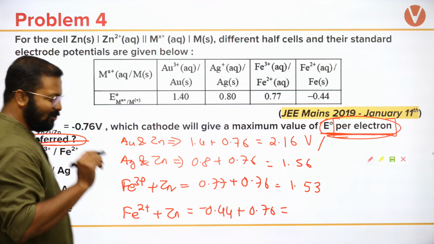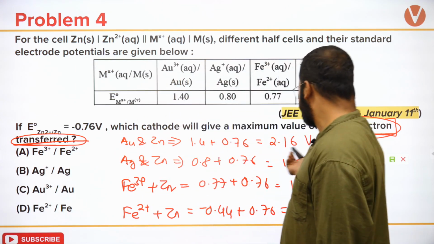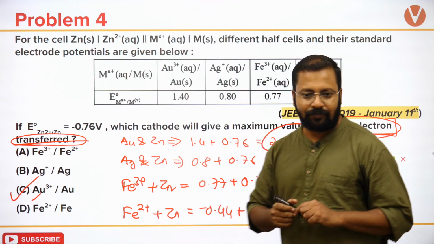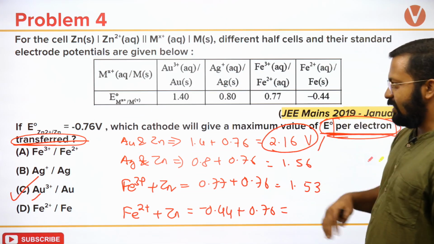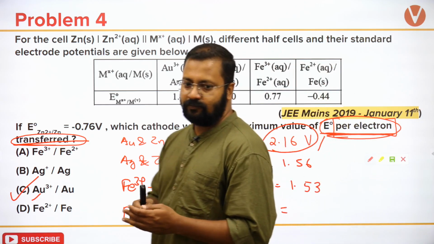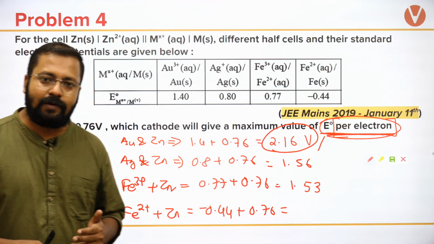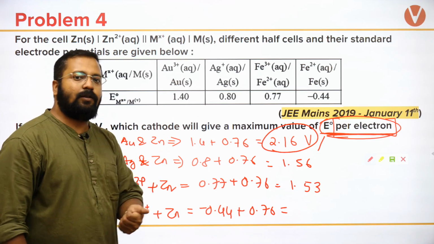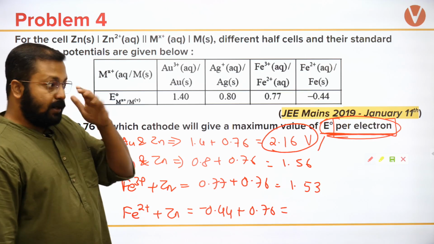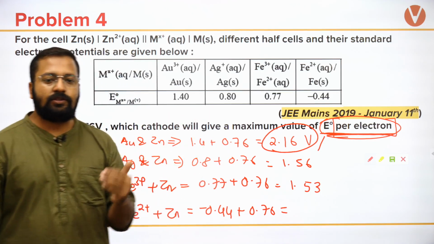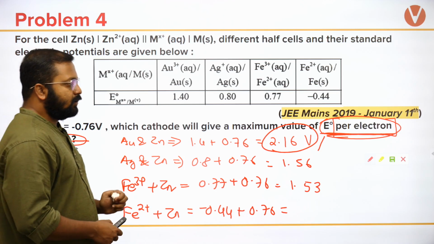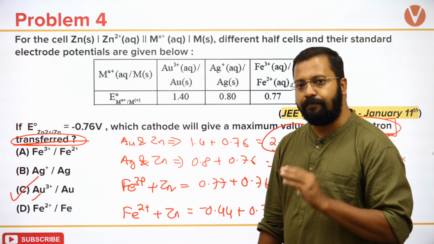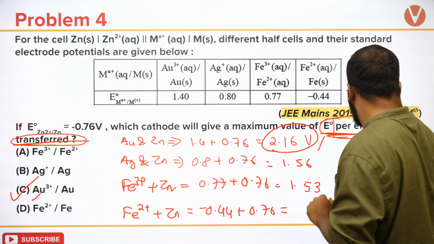The right answer to this question would, however, be of which one? Where is the highest value coming? Gold. Answer should be C. So you can see how they can trap you in a question. You should not worry about a new word. Understand the basics. This is why understanding the theory part is more important than solving questions. Clear? So remember, E cell is always delta G by the number of electrons.